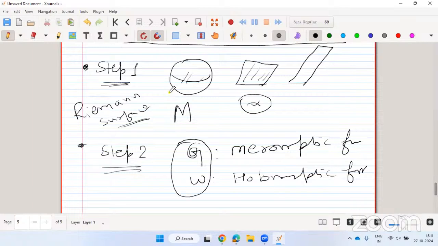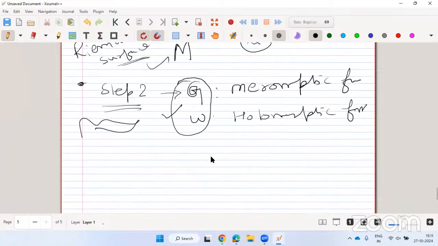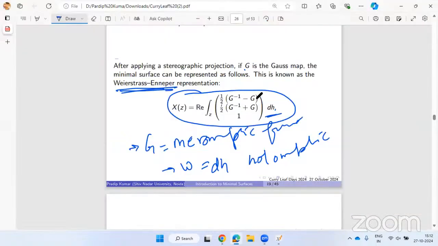What is that condition? Some geometry will tell you. Suppose I say I want a minimal immersion such that something happens. That something will tell you what condition I need. If you have these two things, then you are done. But they cannot be random; they must be such that the integration makes sense. Then you can get a minimal immersion. Very good.